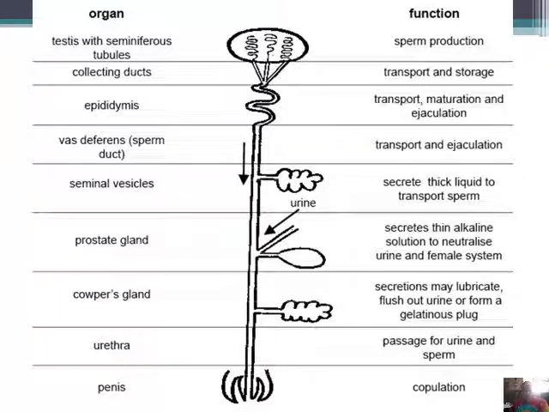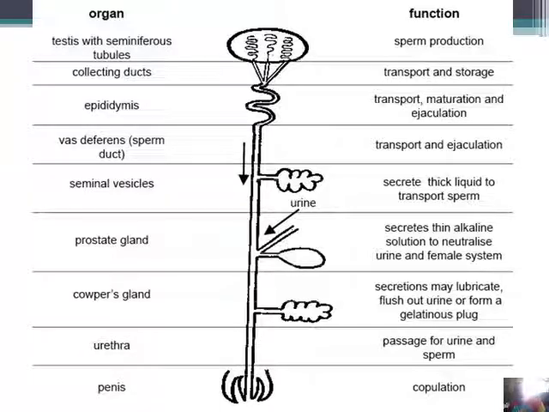Then we have the seminal vesicle. This secretes a thick liquid to transport the sperm. We have the prostate gland, which secretes this thin alkaline solution to neutralize the urine and female system, because remember, the vaginal canal should also have a very specific pH, and if that pH is incorrect, even if the pH is correct within the male's tubules, the sperm will not survive as it enters the female reproductive organ or the vaginal canal. Finally, we have the Cowper's gland.